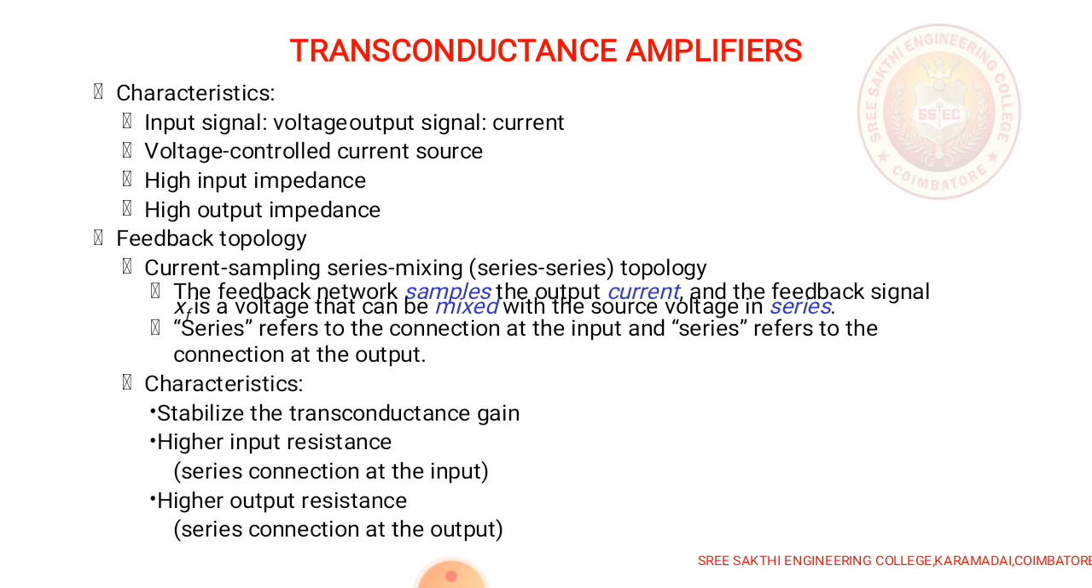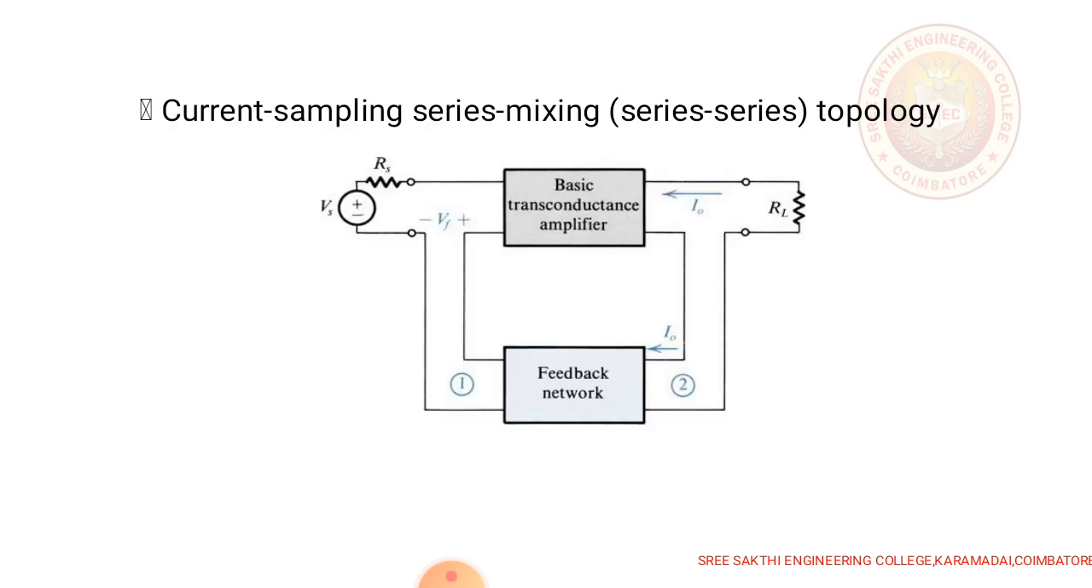Transconductance amplifier has some characteristics, that is it stabilizes the transconductance gain, and higher input resistance and higher output resistance are achieved. This is a block of series topology, where at the input of the amplifier and the output of the amplifier we have series connections, that is the mixer stage is also series and the sampling stage is also connected in series.